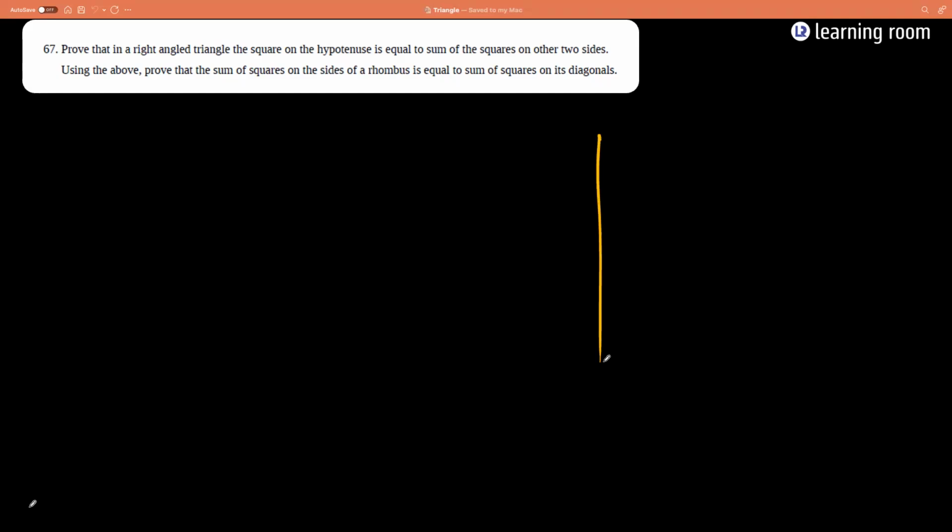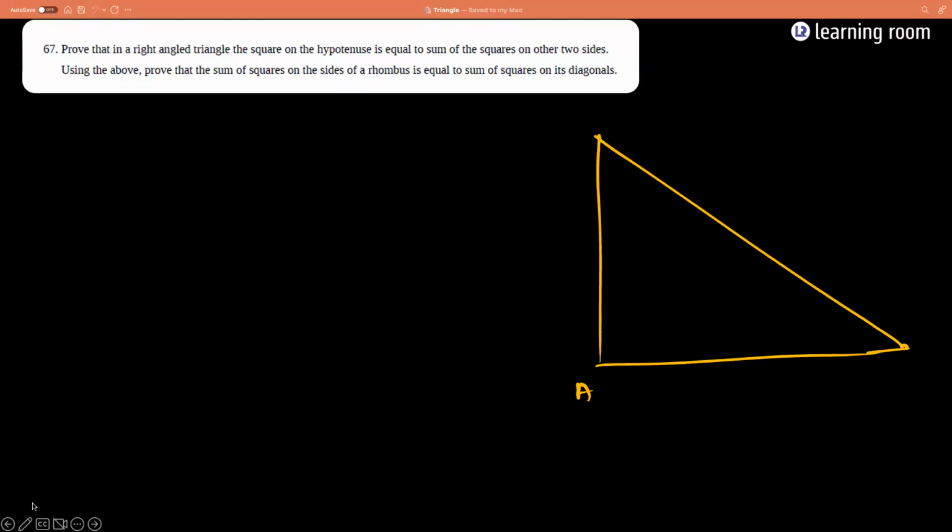So I will take a right angle triangle. What do you mean by hypotenuse? Hypotenuse is the longest side, which is opposite to the angle 90. So if I take this to be ABC, then what do we say? AC square is equal to AB square plus BC square is what we need to prove. So how will you do it? Any idea?